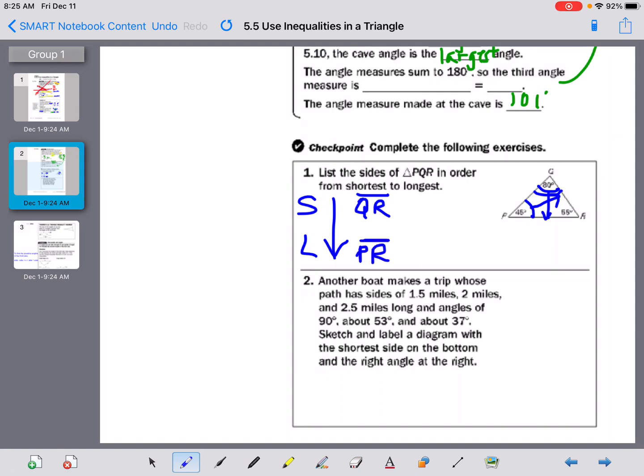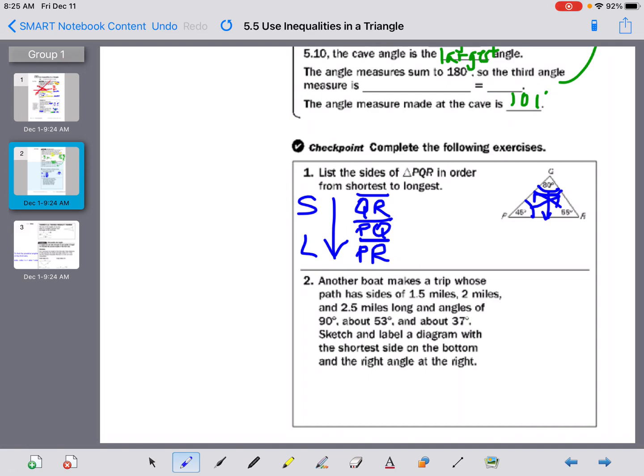By the way, the order you put your letters in this name does not matter, just as long as they're there. So that leaves me, I need my middle one yet, and that's across from my middle angle. So my middle angle was 55. Across from that, I'm going to call that PQ. And there it is, shortest to longest.